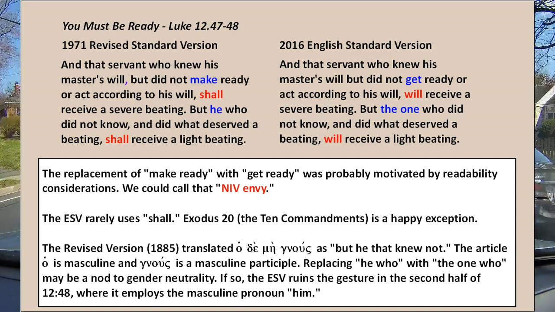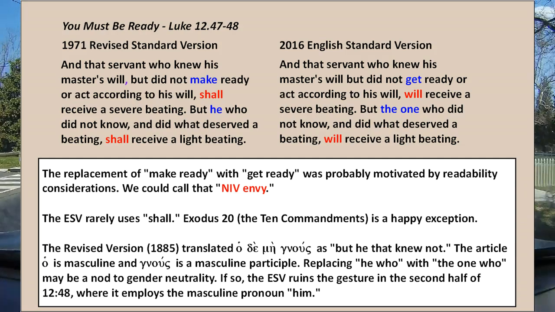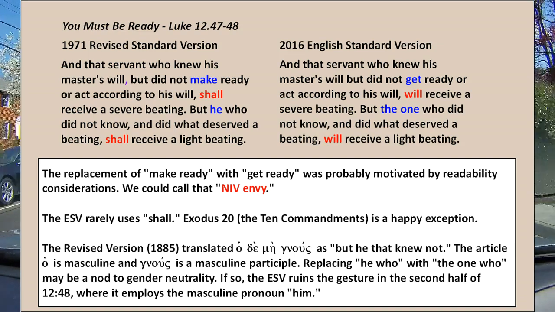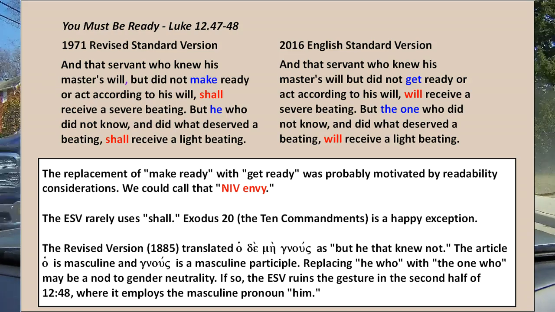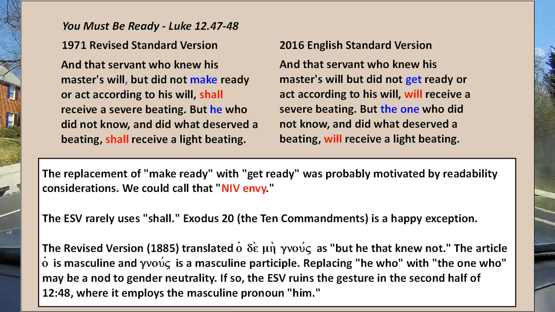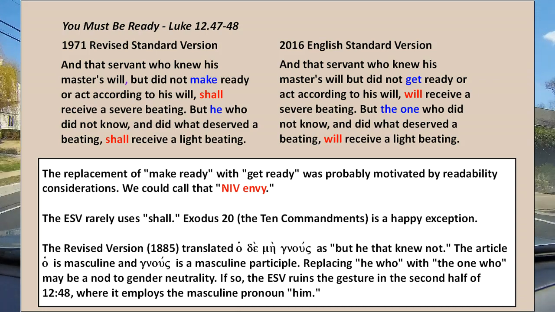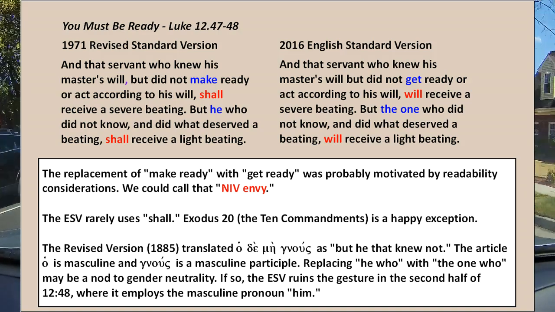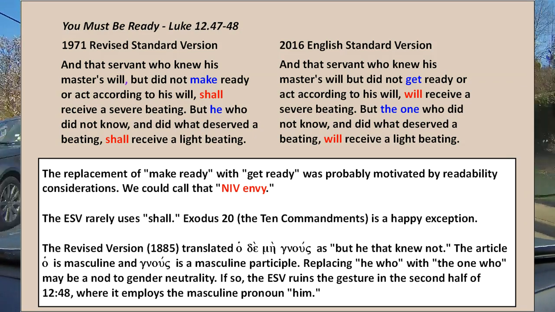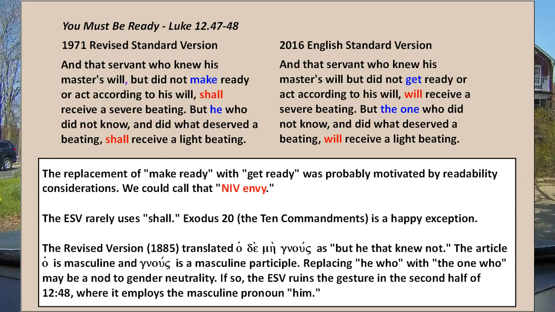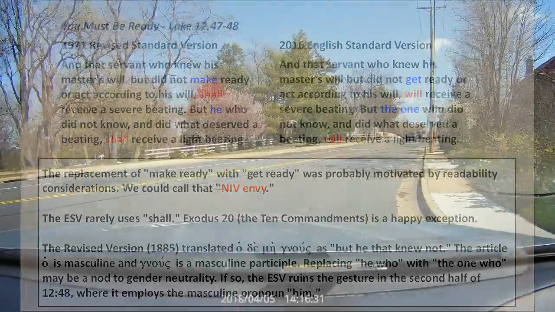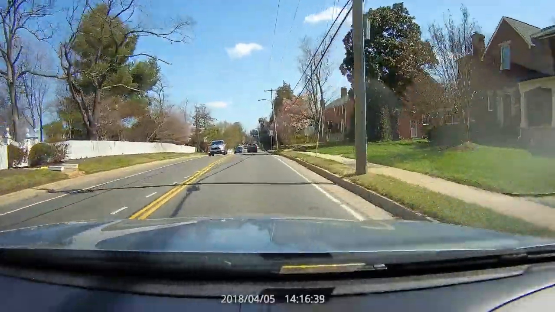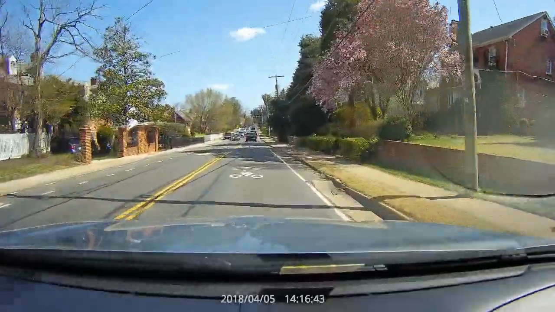The second change is a shall to will. I was taught English in grade school by little old ladies who were born before World War I, and they thought the shall-will distinction was pretty important, but we no longer do. The third issue is one of changing a masculine pronoun, he, to the one. And in this case, I think that this may be a nod to gender neutrality, because the expression there is masculine in the Greek, and I don't really see that there's any good reason of replacing the masculine sense of the Greek with gender neutral, the one. But as I point out there, in the second half of 12:48, they say him. So one wonders what was the point.